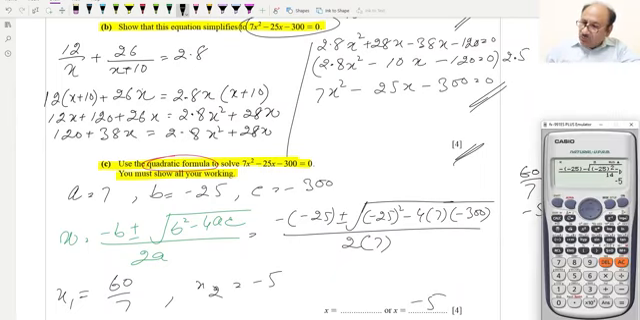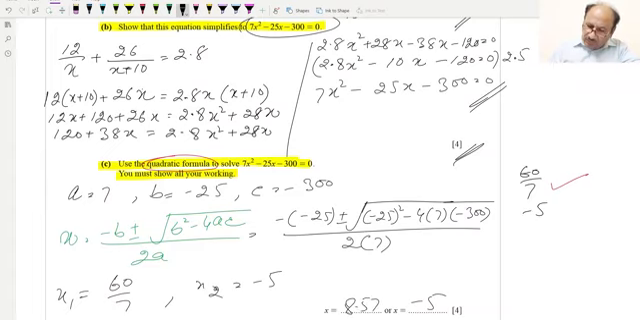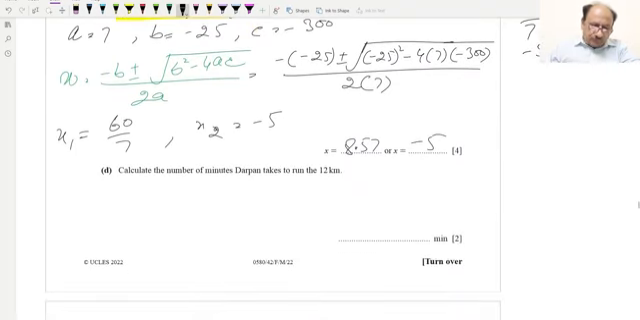So what will 60 over 7 be? 60 divided by 7, the decimal value is 8.57. So we can write 60 over 7, or we can write 8.57, to 3 significant figures. Hopefully you understood this.